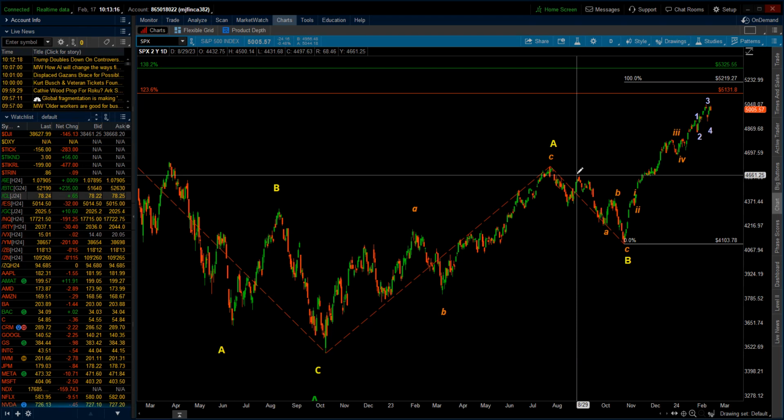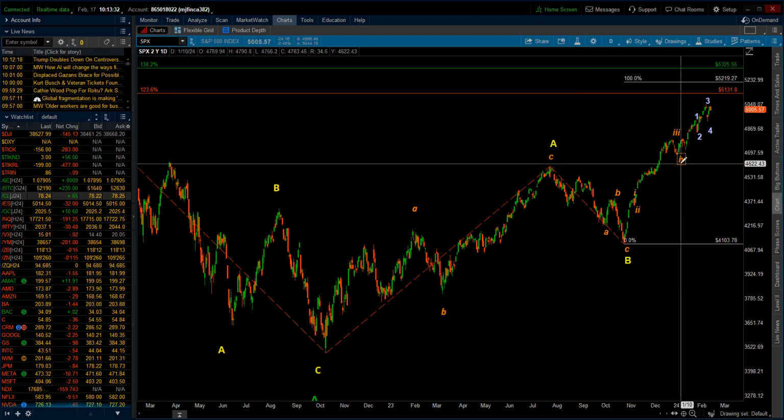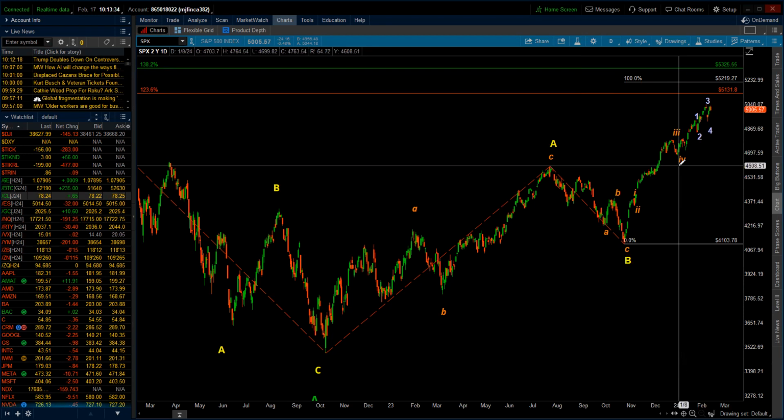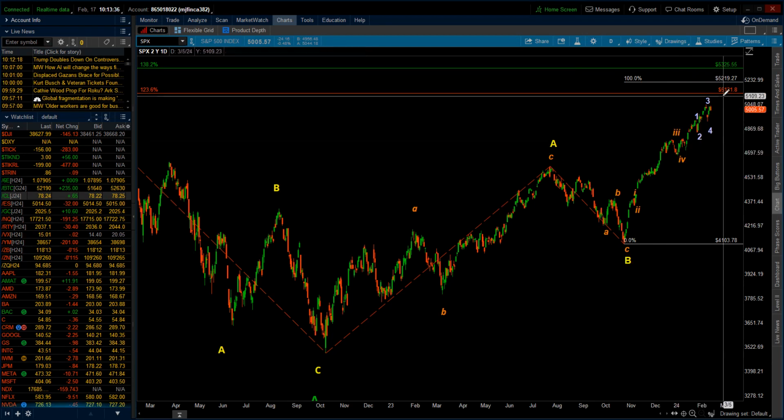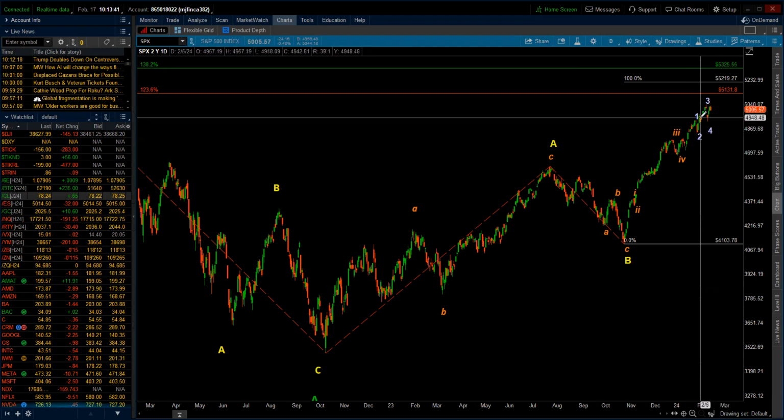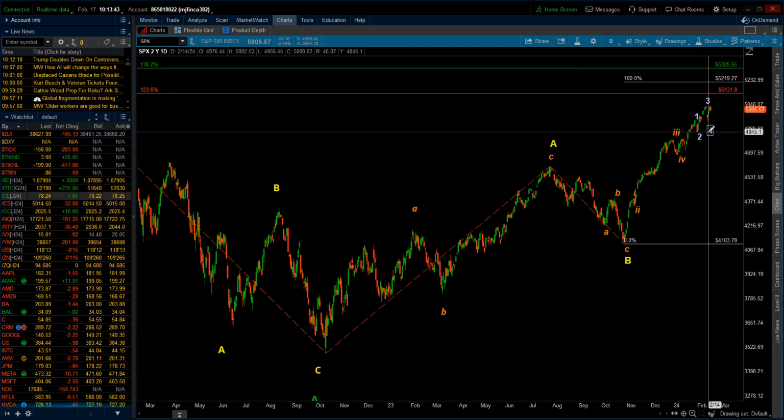So within this primary B wave, like I've just demonstrated, we are within intermediate wave C. Within the intermediate wave C, it will consist of 5 waves of minor degree, of which we have minor 1, 2, 3, and 4. And within this minor 5th wave, which will consist of 5 waves of minute degree, we've completed minute 1, 2, 3, and 4.